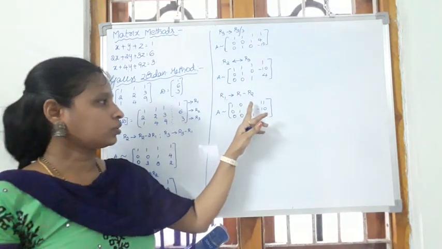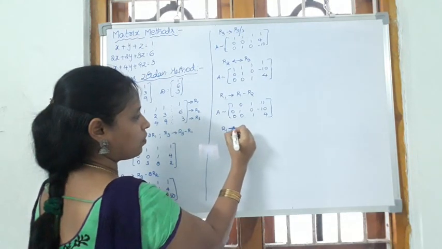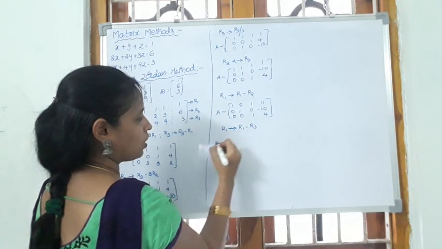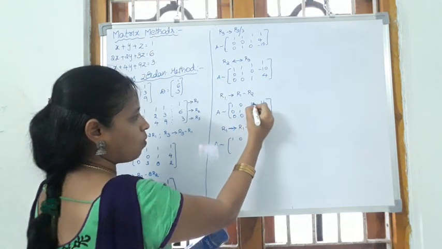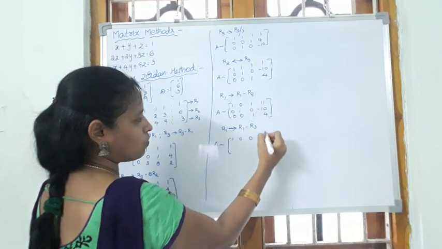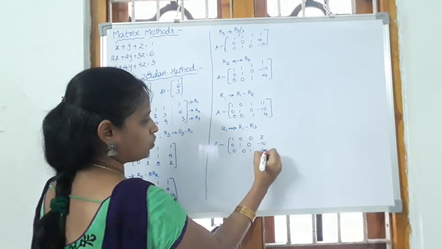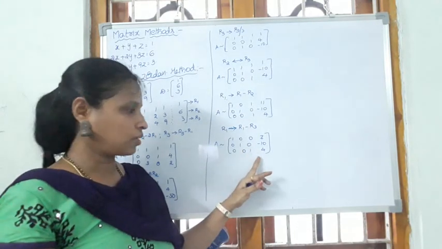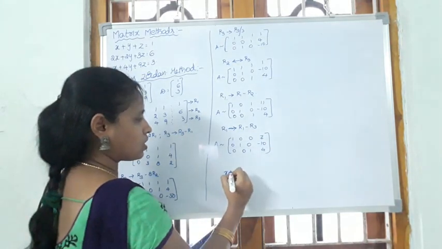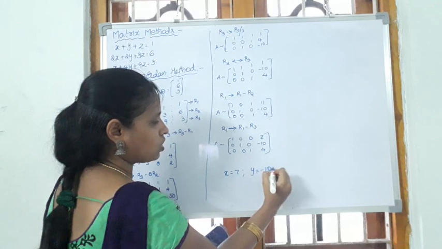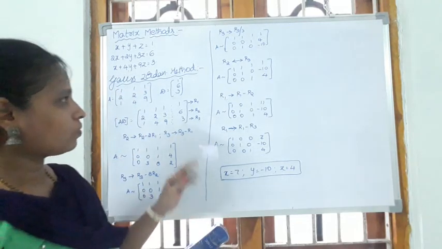Now I want this element to become 0 by using the third row. R1 changes as R1 minus R3. Now the matrix becomes 1, 1 minus 0, 1, 0 minus 0, 0, 1 minus 1, 0, and 11 minus 4, 7. Second row as usual, and the third row as usual. Now this becomes the unit matrix of 3 by 3. These are the values of x, y and z. X is equal to 7 and y is equal to minus 10 and z is equal to 4. These are the three variable values. This is the Gauss-Jordan method.